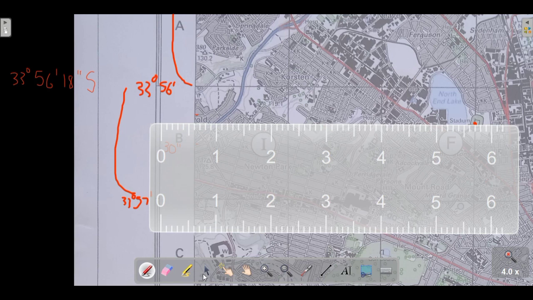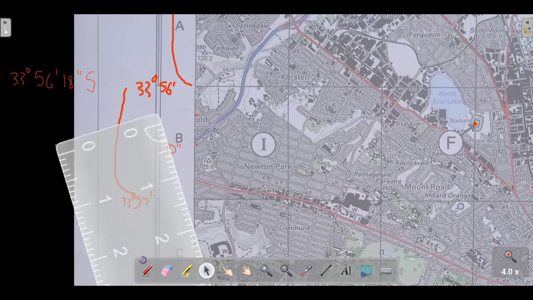Now let's take a look at our longitude. Our longitudes are our vertical lines.